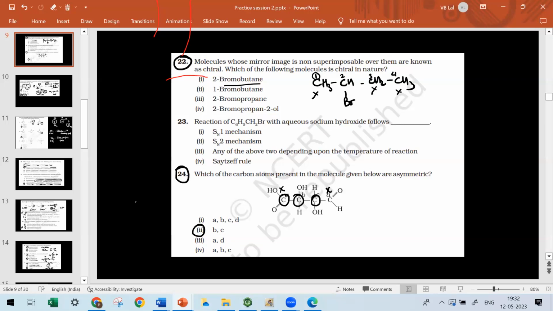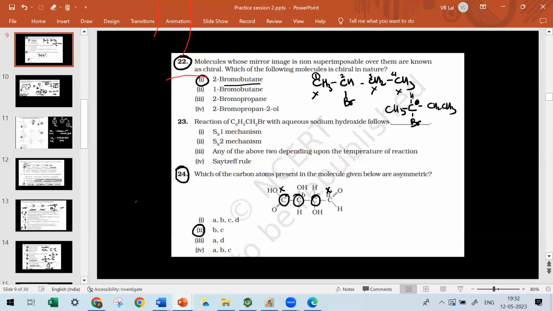So look at this second carbon atom, right? What are the groups around it? On one side, it is hydrogen. On the other side, it is Br, right? On one side, it is CH2, CH3. On this side, what does it have? CH, right? So this carbon here is asymmetric. So answer is 1.